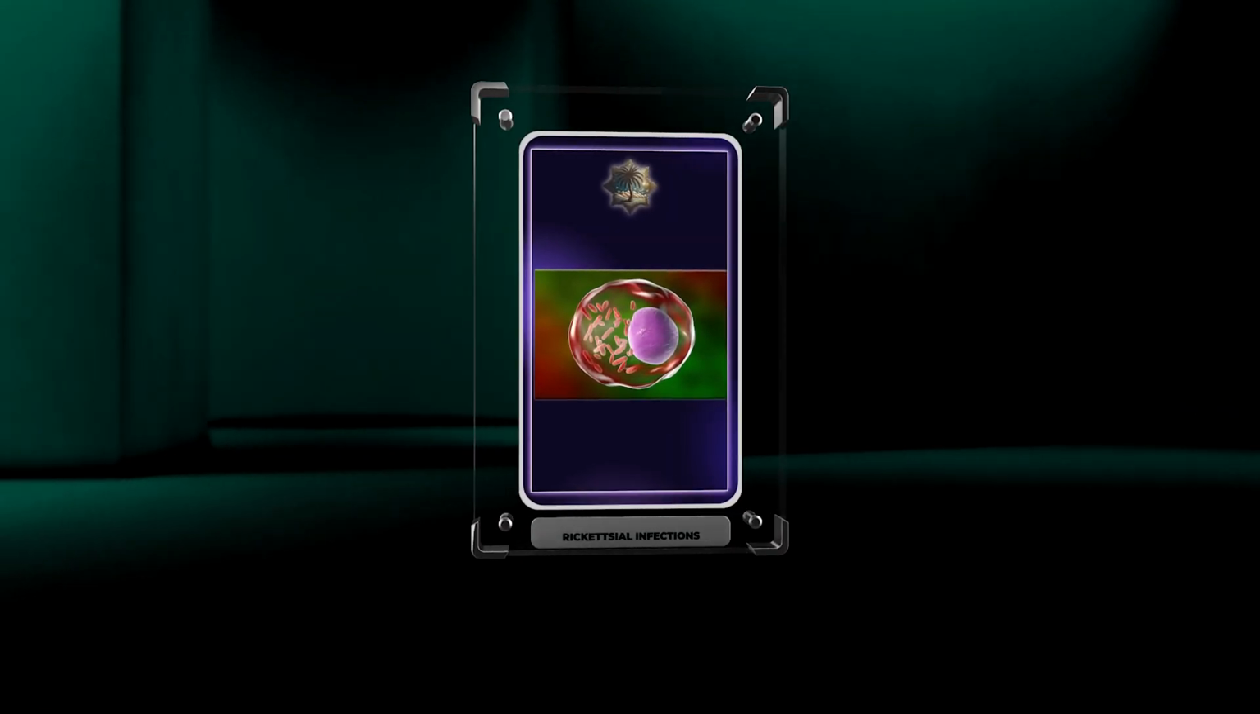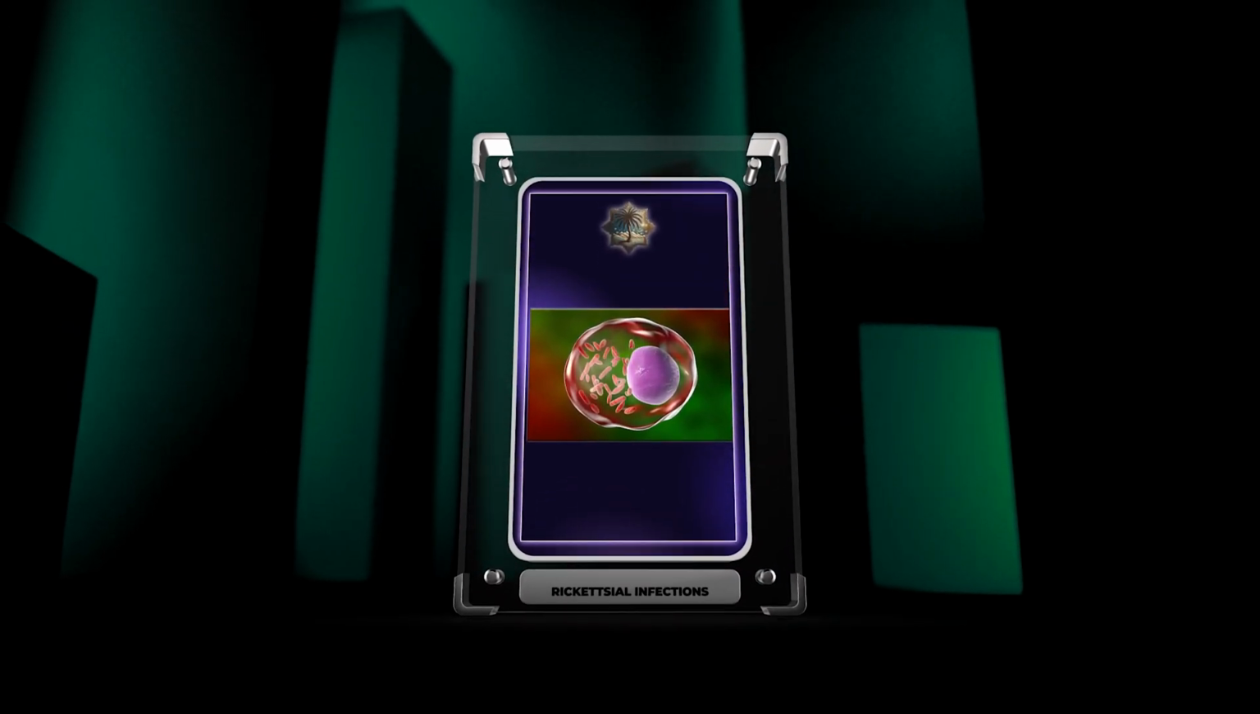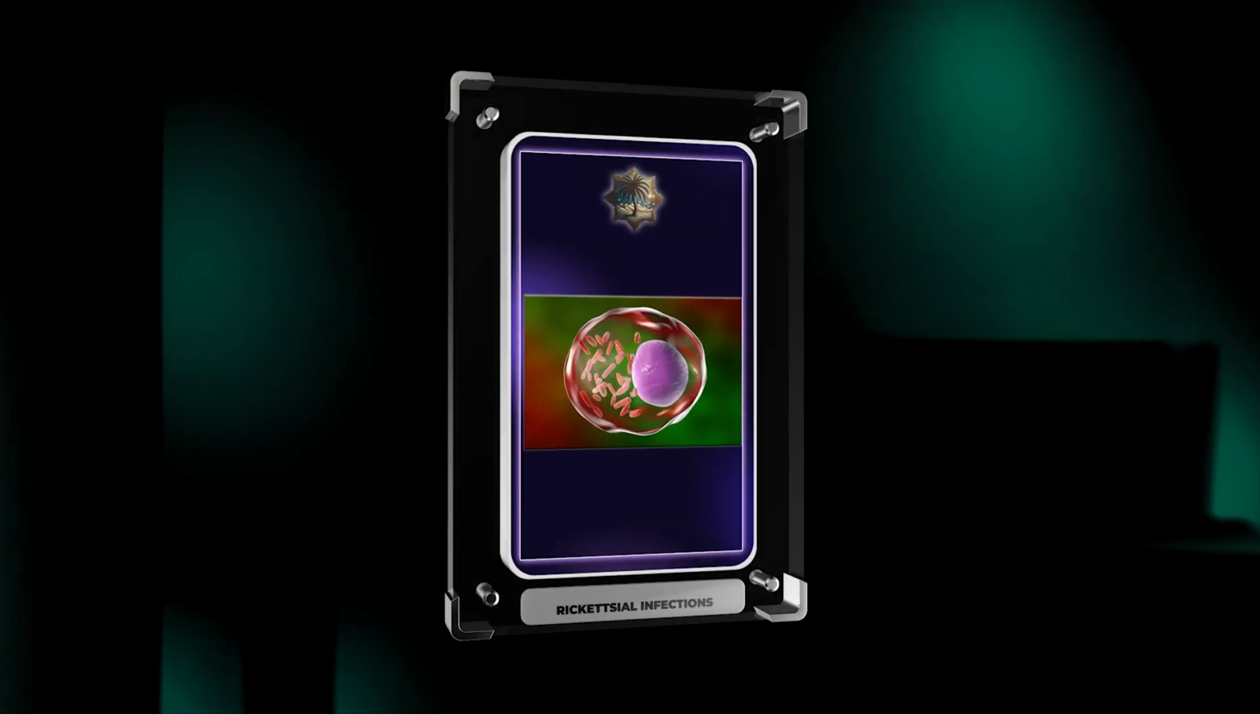Introduction, Professor. In today's video, we will explore rickettsial infections caused by a group of bacteria called Rickettsia. These diseases are transmitted by arthropod vectors and can range from mild to severe. We will delve into the molecular mechanisms of pathogenesis and discuss potential treatments.